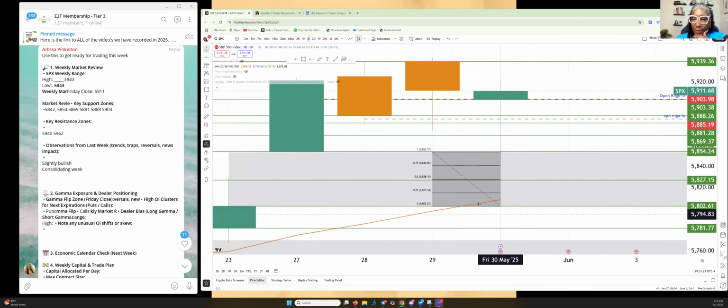That happened on Friday. Gap fill, what's it, partial gap fill on Friday? Partial gap fill on Friday. Okay. What was our gamma flip zone?